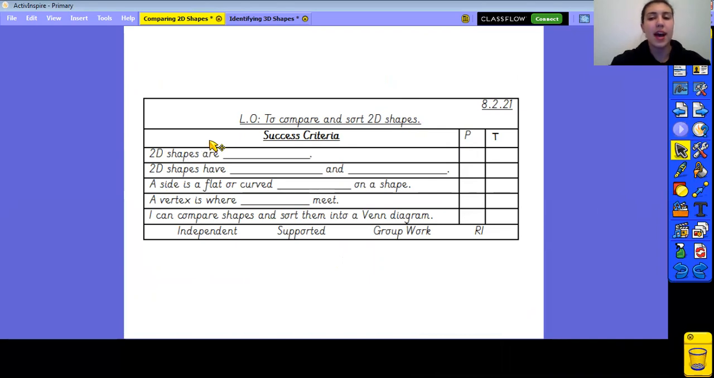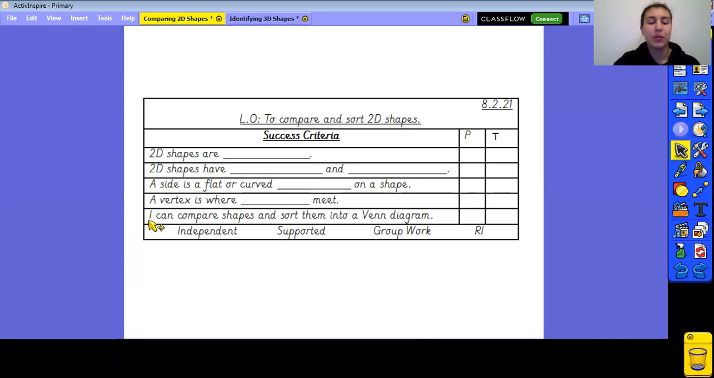So 2D shapes are flat. Well done if you got that. So 2D shapes are flat shapes. 2D shapes have, now what properties do we describe 2D shapes as having? 2D shapes have sides and vertices. Well done. So a side is a flat or curved line on a shape. Now a vertex is another word for a corner. Well done. And that is where our sides meet each other.